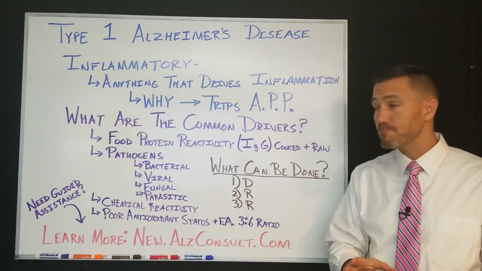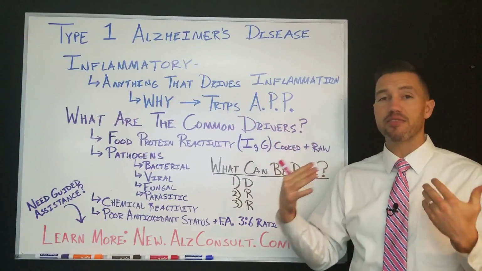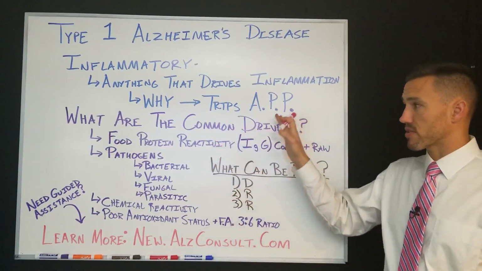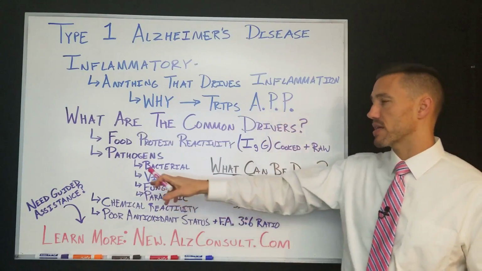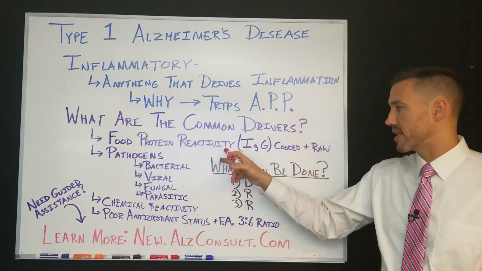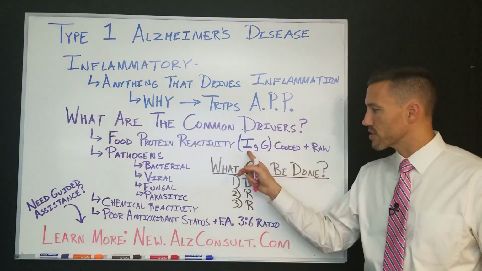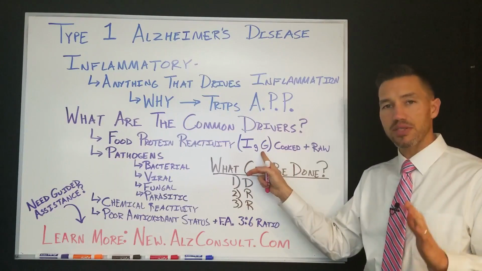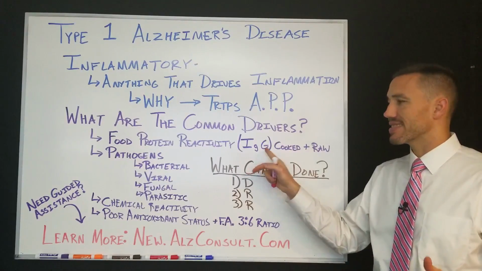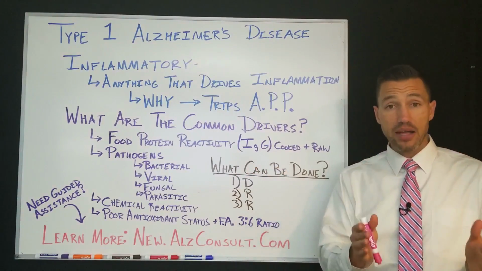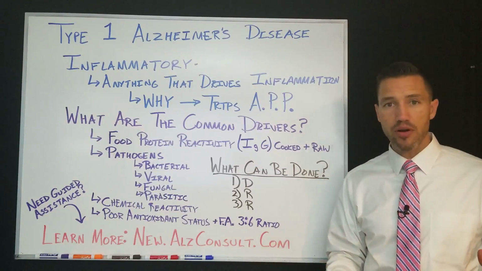Does that make sense? So we know that inflammation is one of the things that trips this protein in a very negative way. So what are the common drivers of inflammation? Well, the things that we commonly see that are driving an inflammatory process are food protein reactivity. Now, we're not talking about food allergies. We're talking about something called food sensitivities, which looks at a portion of the immune system called the IgG system, immunoglobulin G. This is not a food allergy, which is an IgE reaction. If you check IgE, you're looking at the wrong part of the immune system.